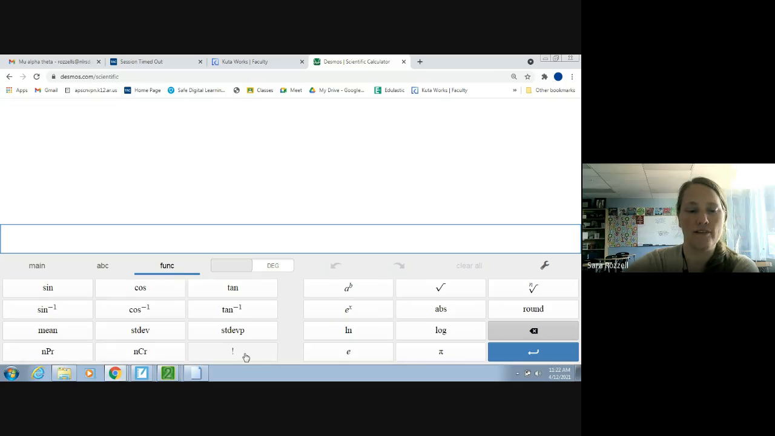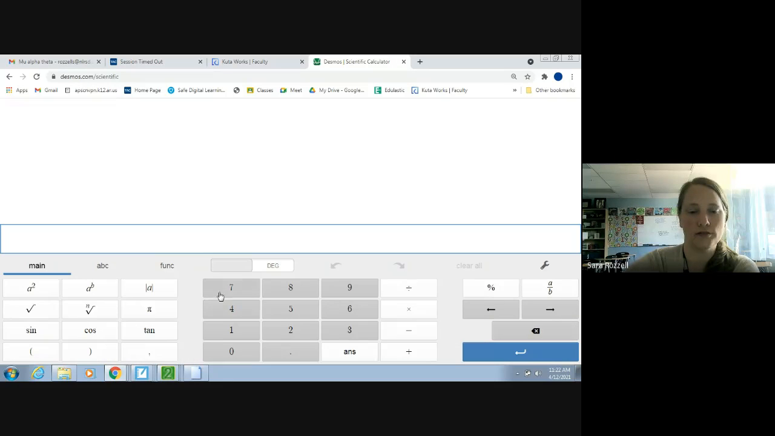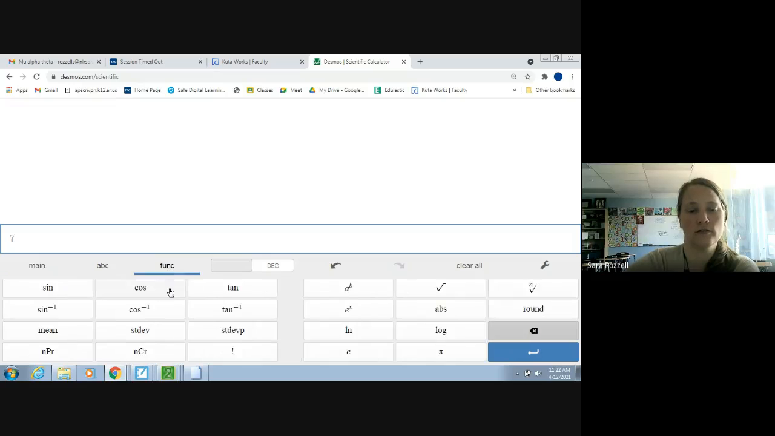So I wanted 7 factorial. So 7 factorial. You could probably just type in an exclamation point on the computer as well. So our answer is 5,040. Okay.